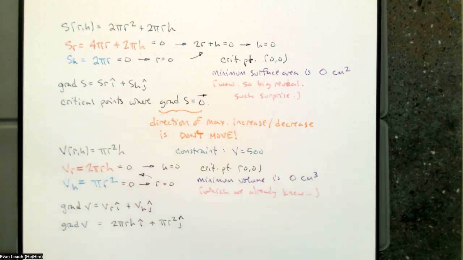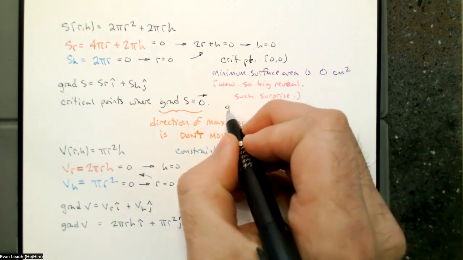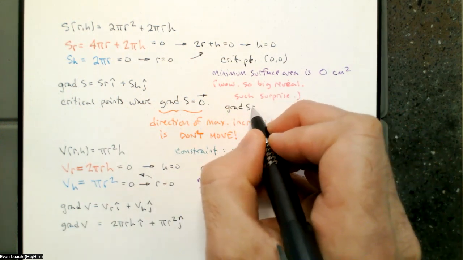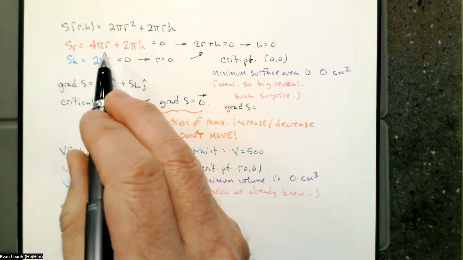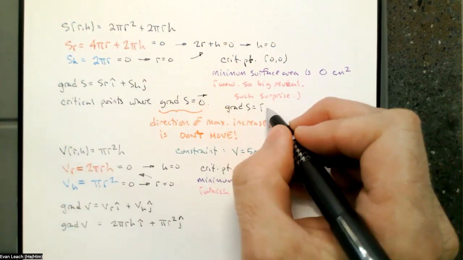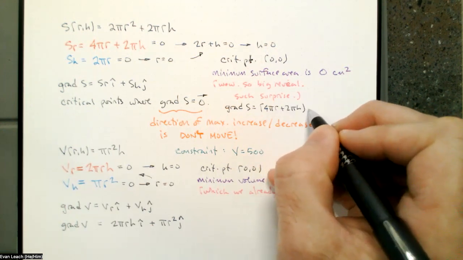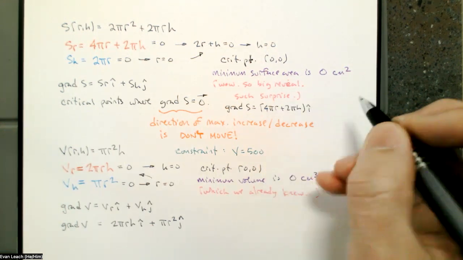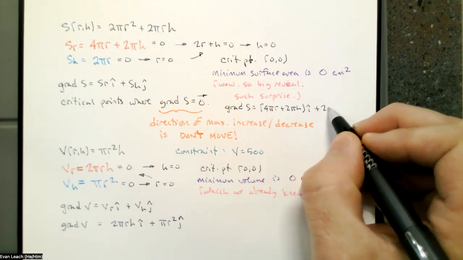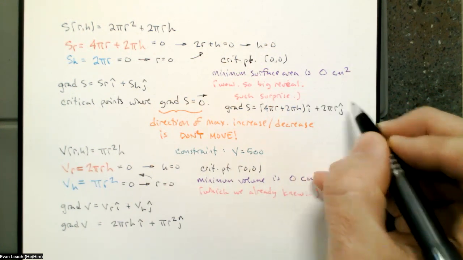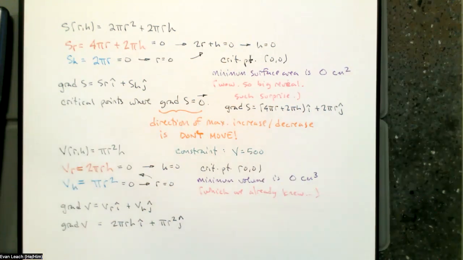And up here we have the gradient of S is going to be 4 pi R plus 2 pi H I plus 2 pi R J. So here are our two gradients. Critical points happen when the gradient is equal to 0. That means no direction of maximum increase. Stay where you are, you're at a high point or a low point.